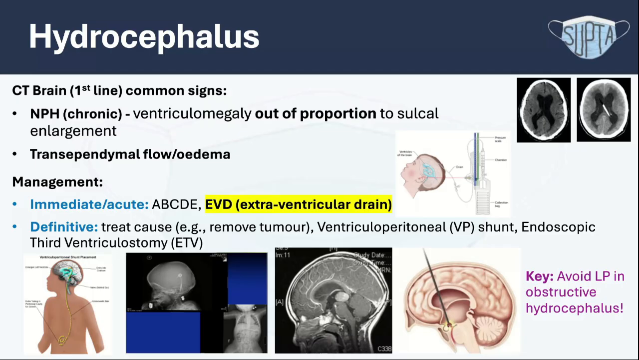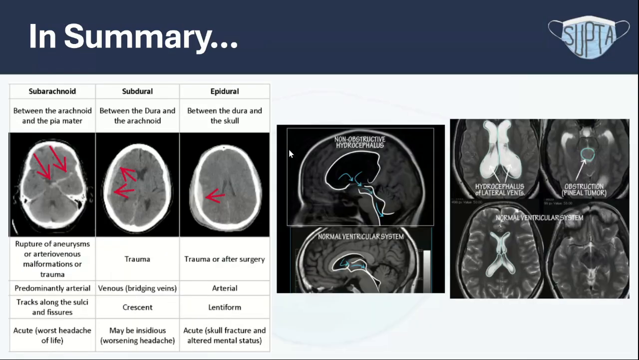So you want to avoid an LP in obstructive hydrocephalus because removing CSF from below can create a craniospinal pressure gradient, as was talked about, and can cause brain herniation. So in summary, we went over 4 cases.